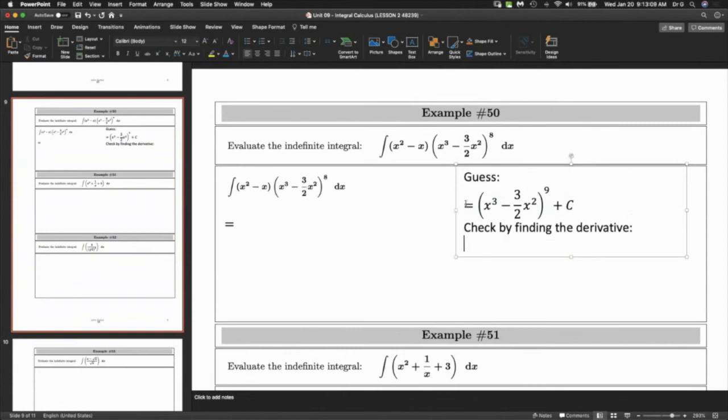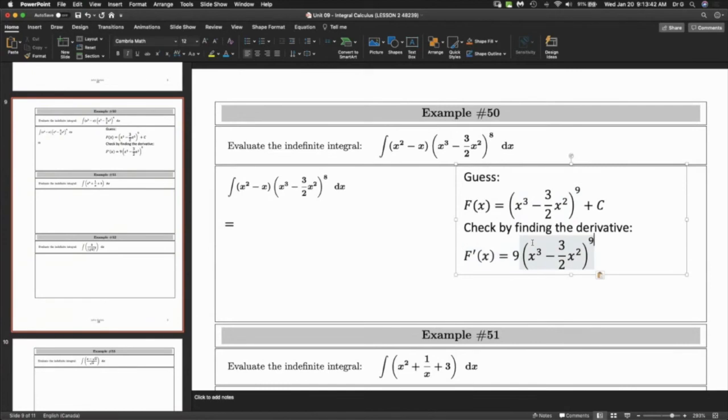Anyway, we're guessing the antiderivative, and we're going to take the derivative of our antiderivative and see if it matches the original integral, the function in the integral here, or what we call the integrand. So let's take the derivative of this. If you want to take the derivative of something in brackets to a power, you bring that power down, and then it becomes to 1 less. So 9 minus 1 is going to be 8.